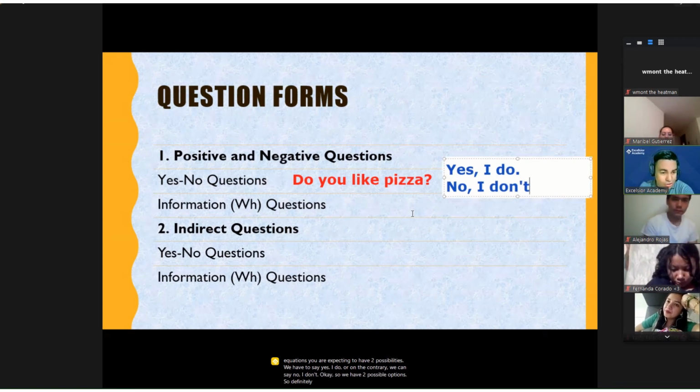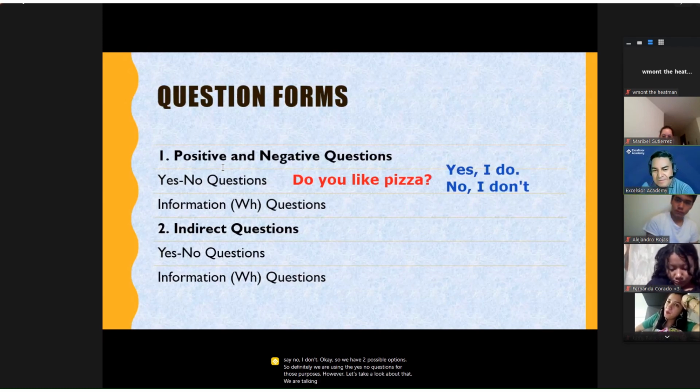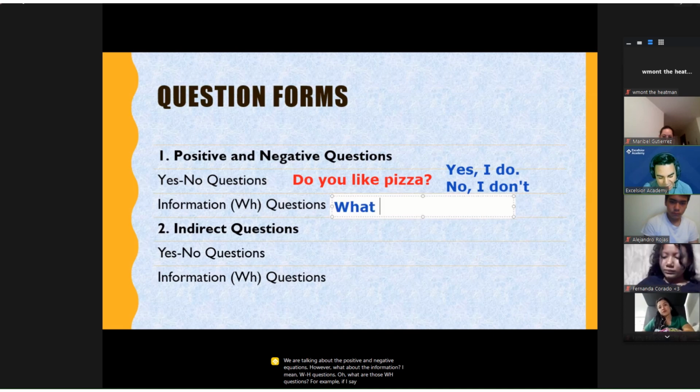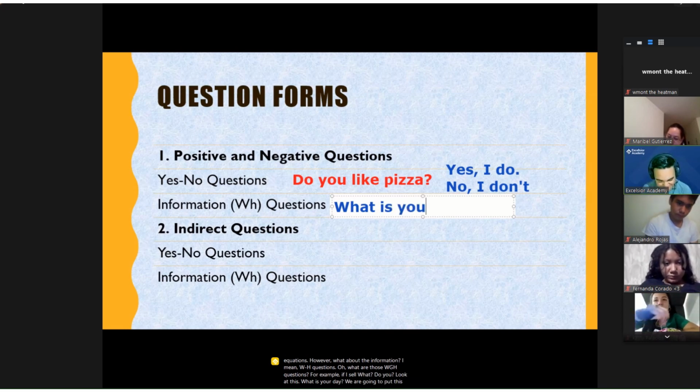So we are using the yes no questions for those purposes. However, let's take a look. We are talking about the positive and negative questions. However, what about the information? I mean, WH questions. What are those WH questions? For example, if I say, what is your name? It's very simple. What is your name? So, what will be your answer?